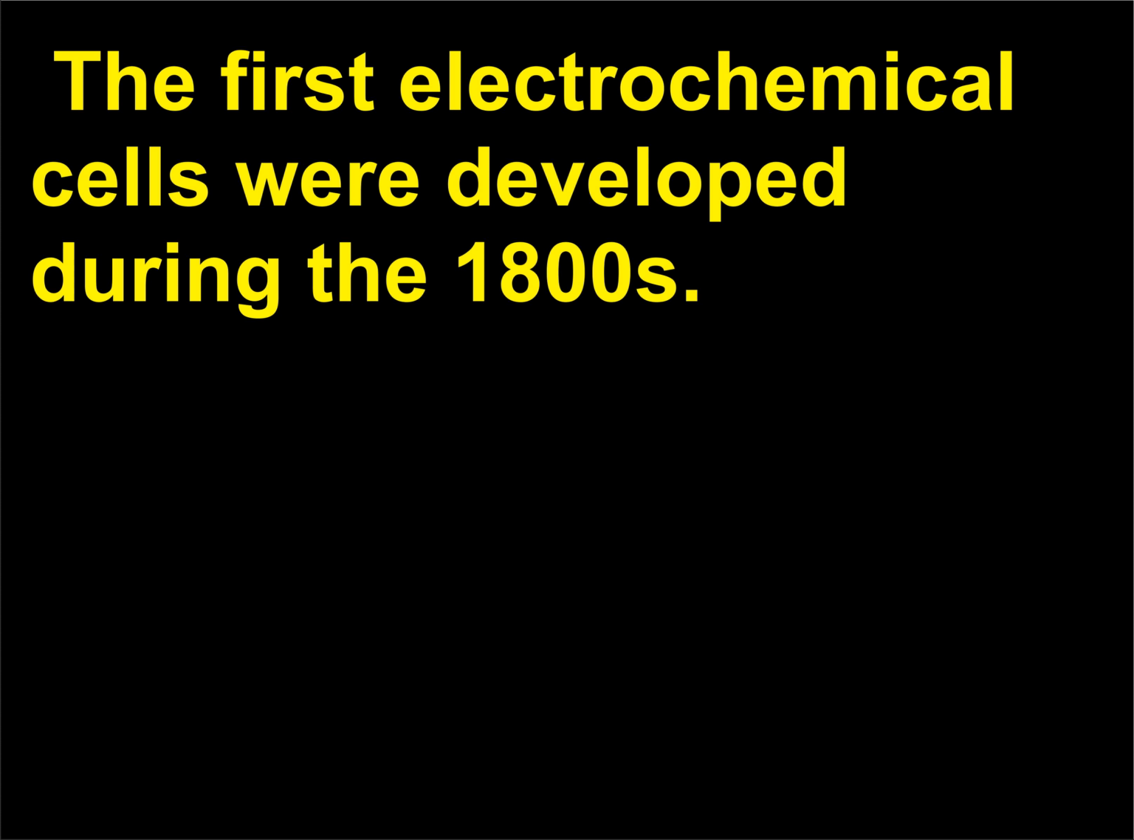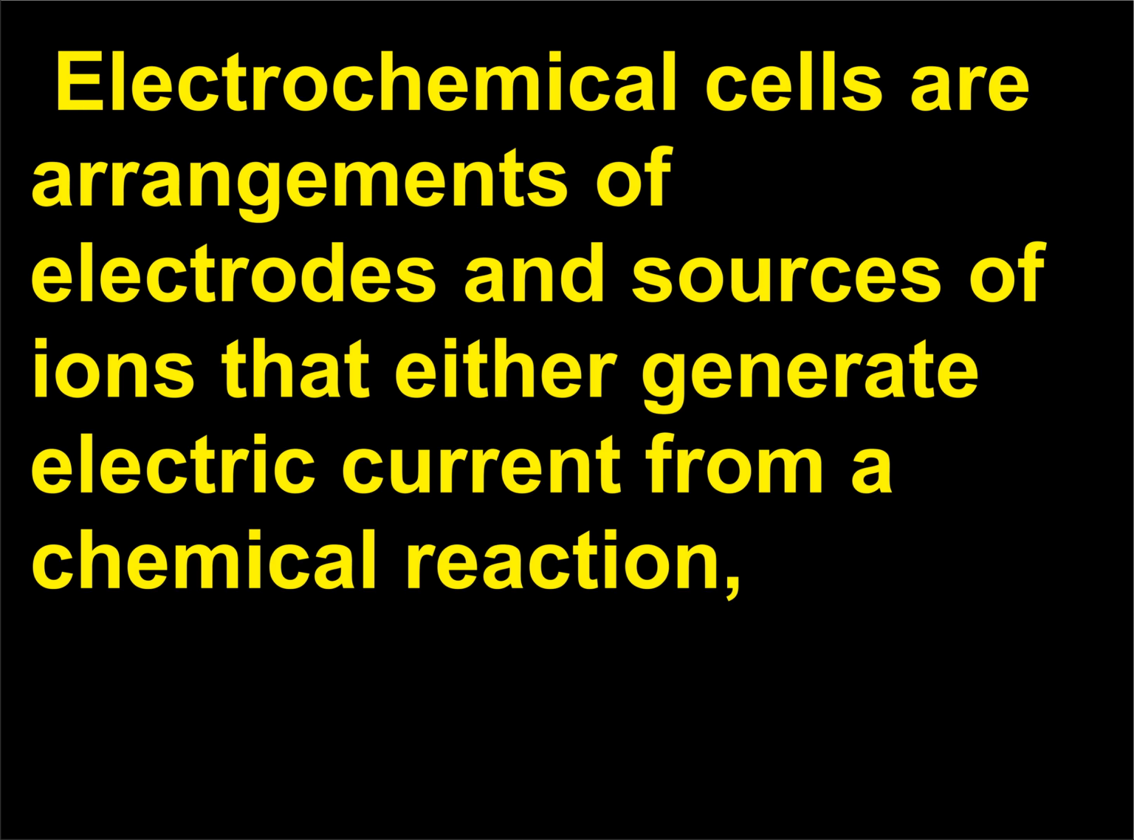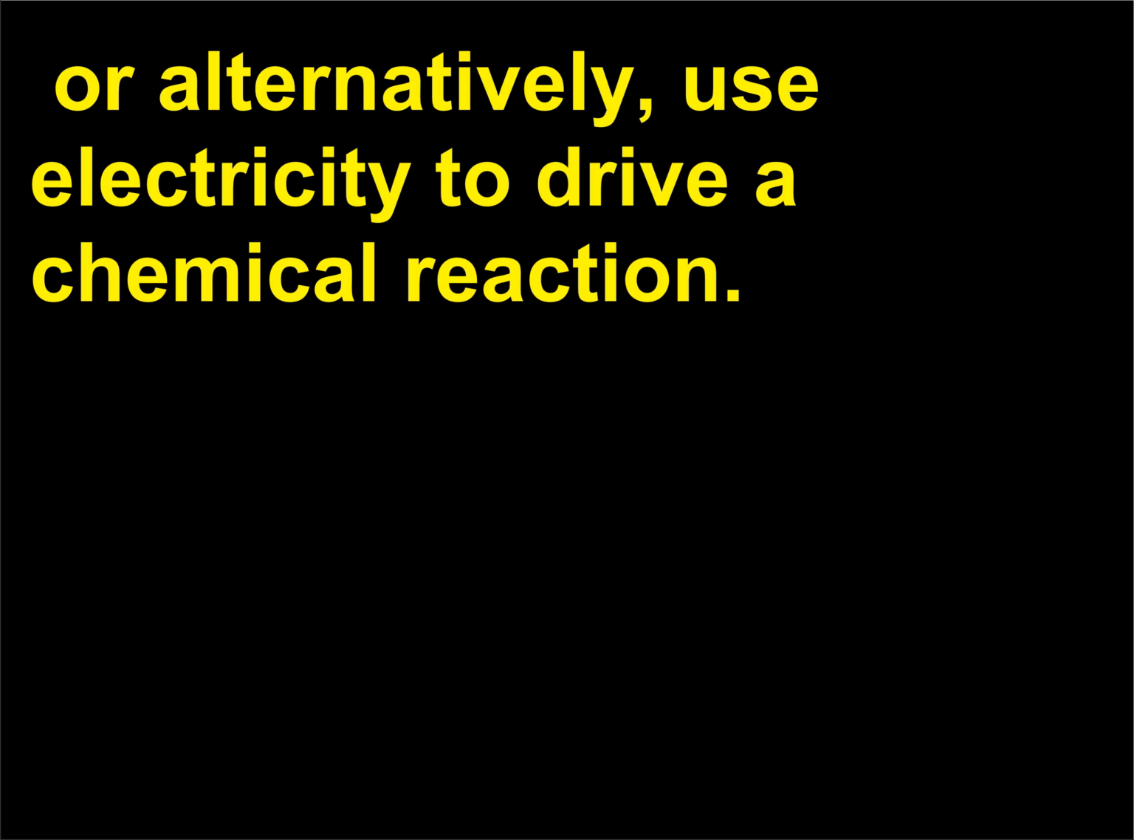The first electrochemical cells were developed during the 1800s. Electrochemical cells are arrangements of electrodes and sources of ions that either generate electric current from a chemical reaction, or alternatively, use electricity to drive a chemical reaction.